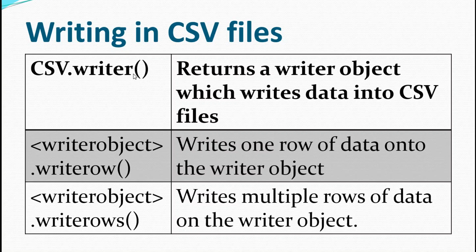This writer function will generate an object, meaning it will return an object which writes data into a CSV file. This function is only to generate a writer object. It will not write directly onto the CSV file. Its working is only to generate the writer object, and through this writer object you have to call the writerow function or the writerows function. The writer object is generated from this line, csv.writer.